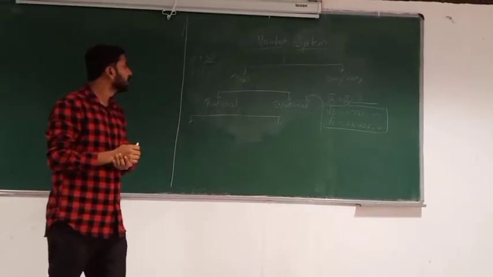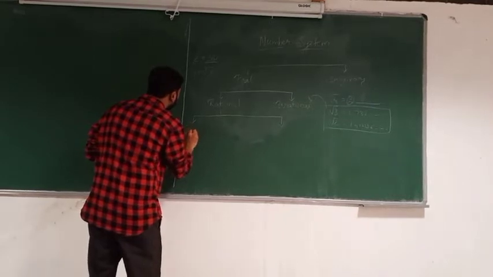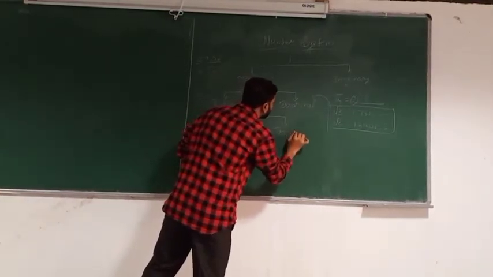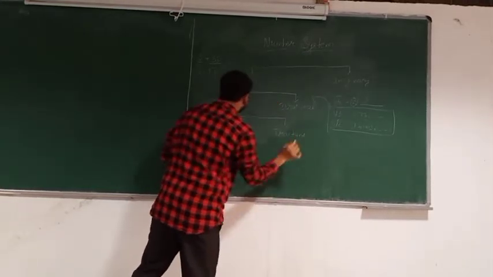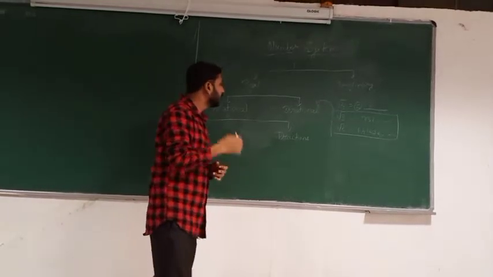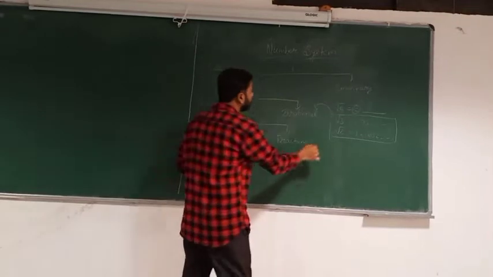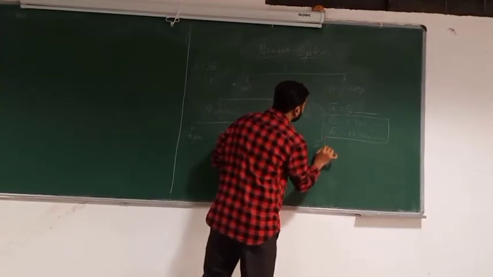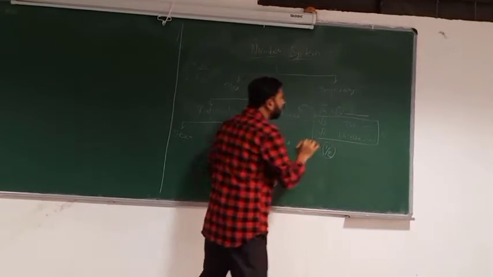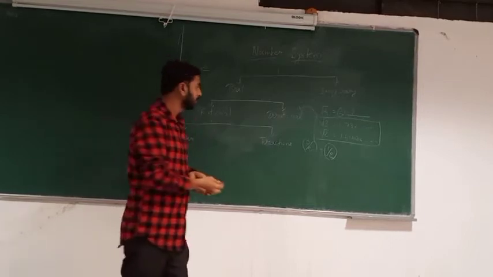Again there is a division in the rational numbers. One is the integers and another one is the fractions. First I will discuss the fractions. As you know, the definition of a fraction is that the number is in p by q form. Take an example of 1 by 2. The number 1 by 2 is called a fraction as it is of the p by q form.